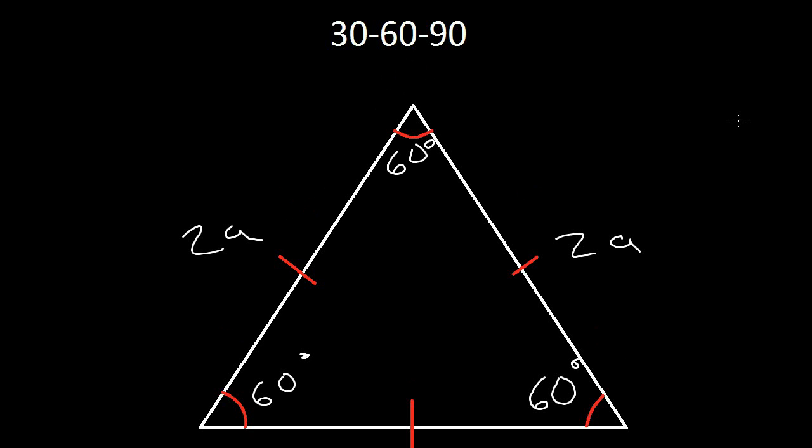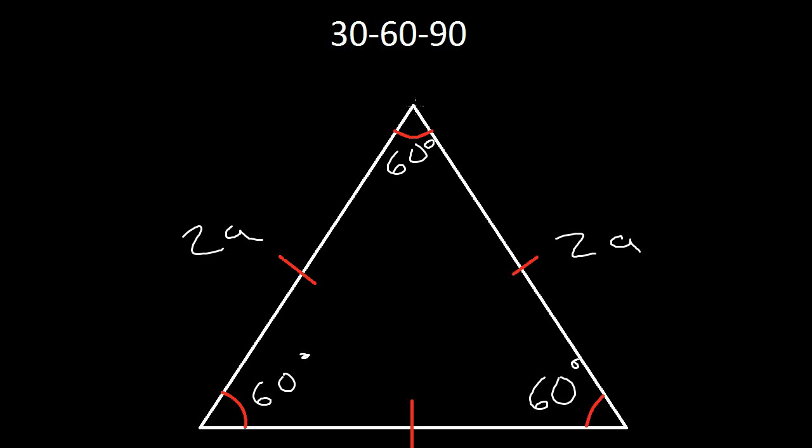In today's video, I want to introduce you to a 30-60-90 triangle. In the last video, I introduced you to a 45-45-90 triangle, and I challenged you to find out the relationship between the sides of a 30-60-90 triangle. So let's go ahead and get started. So here we have an equilateral triangle, and you'll see why in a minute, instead of a 30-60-90. So let's go ahead and start.